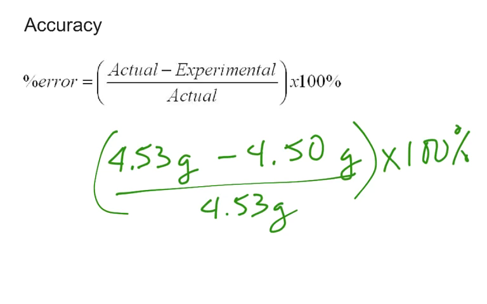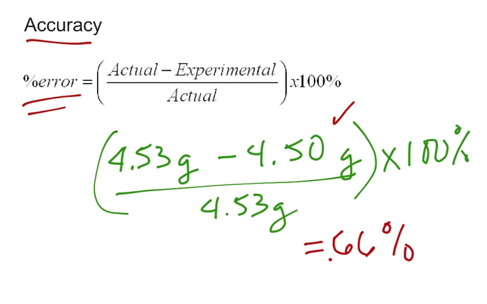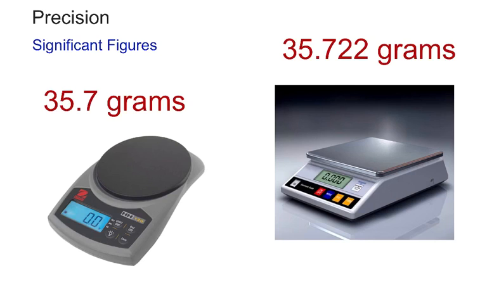If we work this one out, it comes out to be about 0.66%. So we're not very far off. In fact, we're less than 1% error here, and that's pretty good. So accuracy, you would quantify with percent error. If you want to do precision, however, then we are talking about something called significant figures.